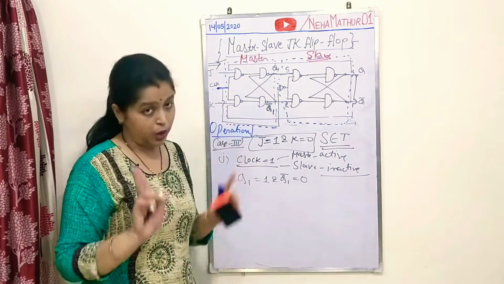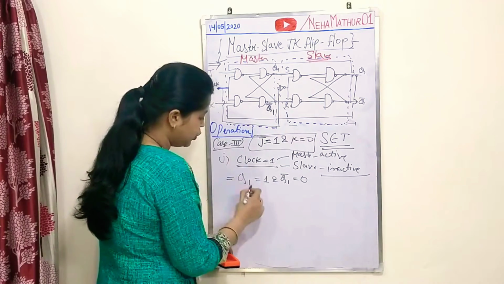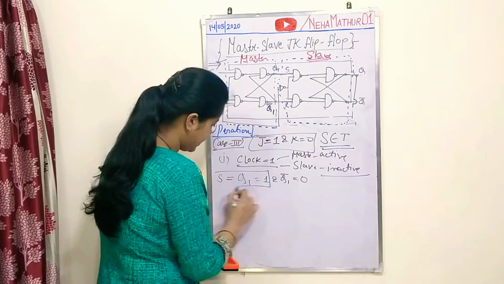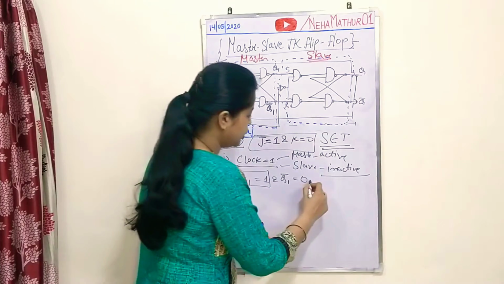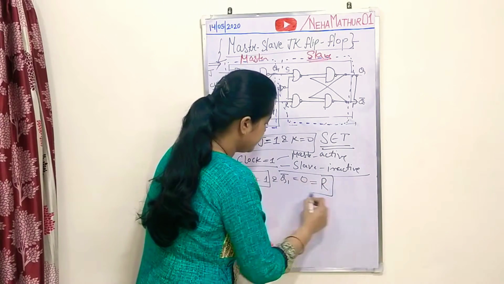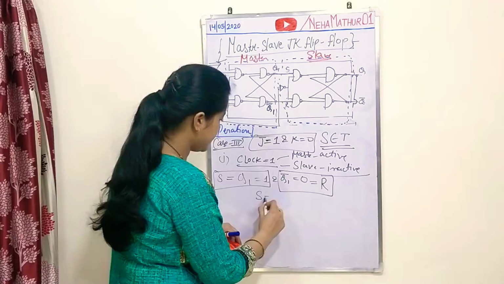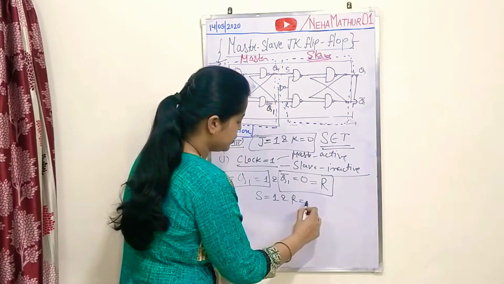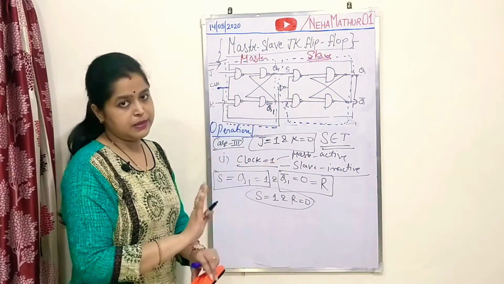So 1 0 is your output. Now since Q1 is nothing but your S, that means now S is 1, and Q bar is nothing but R, that means your R is 0. So now you have S equals 1 and R equals 0. The first step is complete.